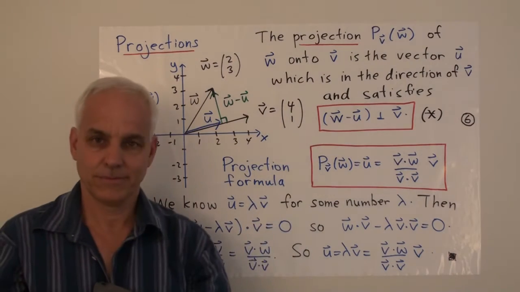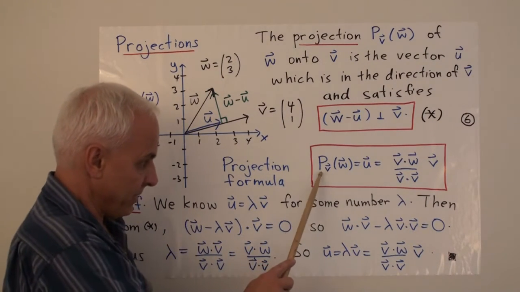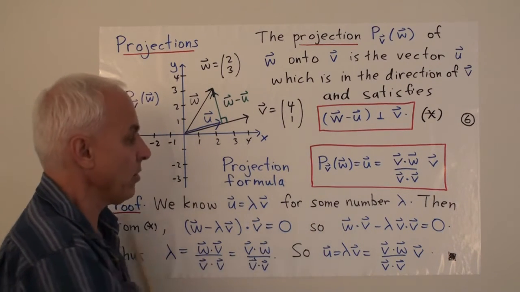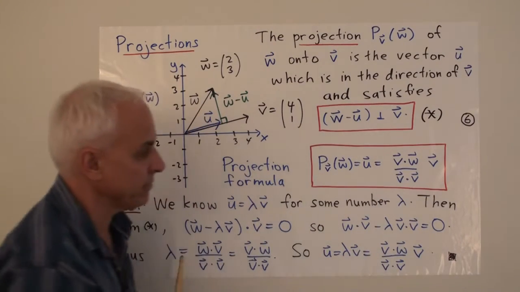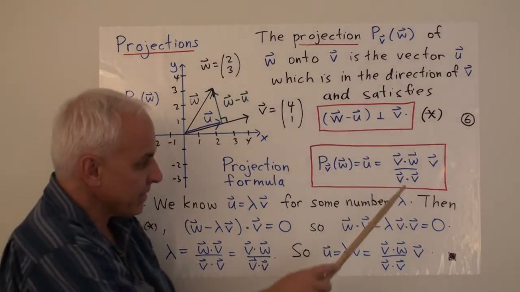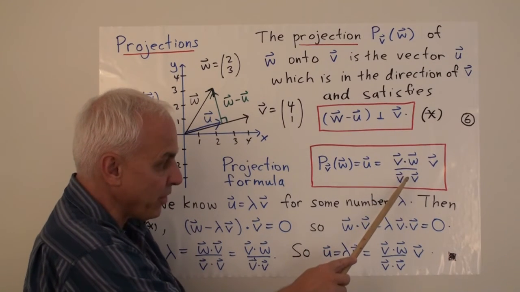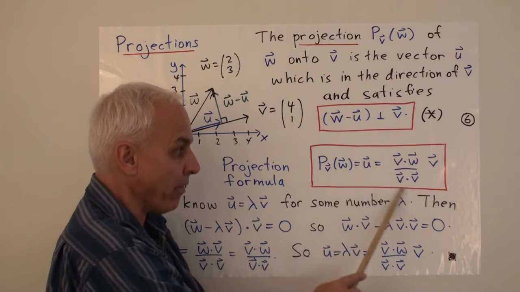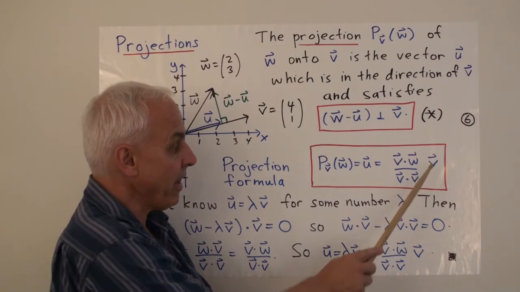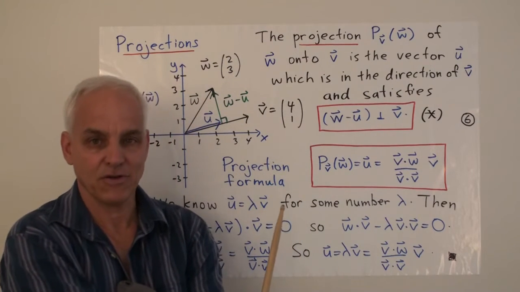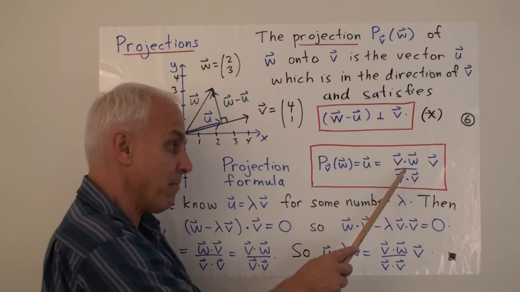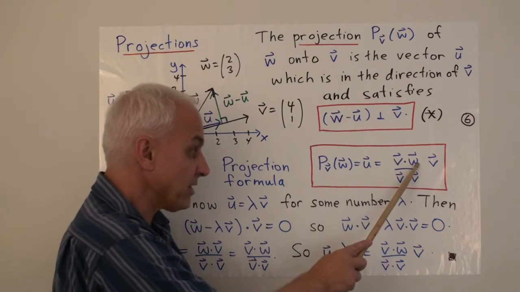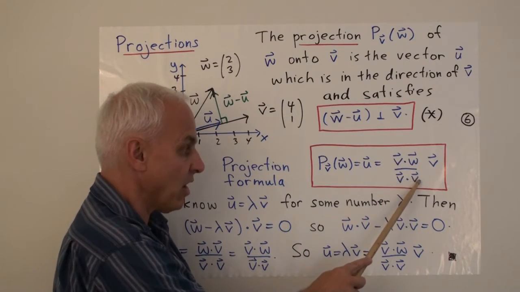Okay, here's the formula. The projection formula is that the projection of W onto V, the vector we're calling U, is given by this formula here. And there's two dot products, one in the numerator here and one in the denominator here. So this is a number divided by another number. That big combination is a number. And that number is multiplying the vector V. So we are indeed getting a multiple of V. The multiple happens to be this quotient of V dot W with V dot V.